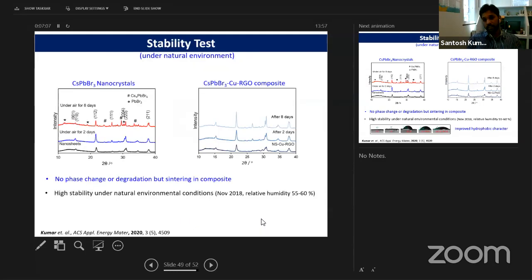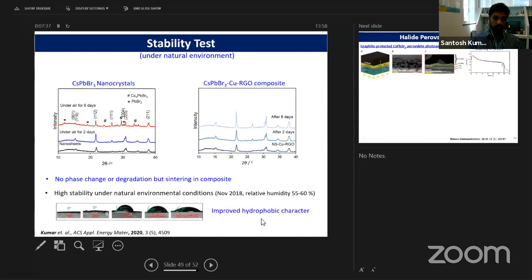Yes, as I said, stability. To understand the stability, we did some X-ray diffraction patterns. You see that sintering is happening. We've been working to improve that, because of the sintering the nanoparticles are agglomerating. You can see the full width at half maximum keeps increasing. But there is no additional phase observed like in the case of pure. So no decomposition is observed even after 8 days.